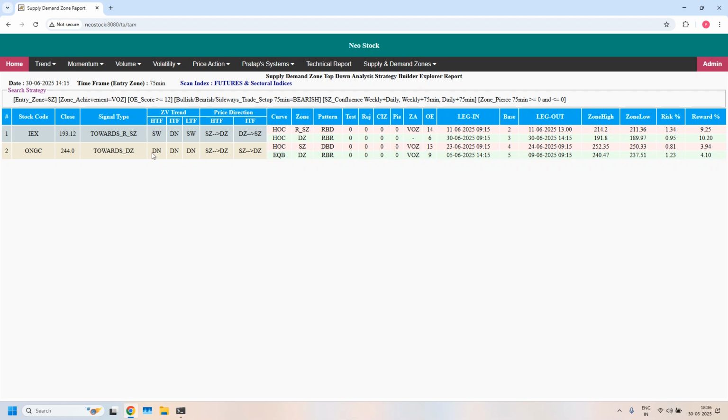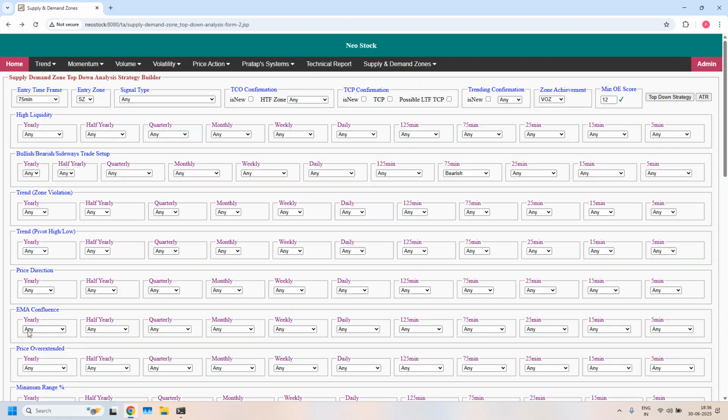HTF trend, weekly trend is down in only one stock. Let us verify if this weekly supply zone having weekly EMA. In that case, this 75-minute supply zone might be having strong institutional order flows. Let's verify the EMA confluence at weekly time frame, because weekly is HTF: 75 LTF, daily ITF, weekly HTF. So we are checking weekly supply zone having weekly EMA or not. We are checking at the same time trend on the weekly should not be sideways. It should be only downtrend because it is bearish trade setup.